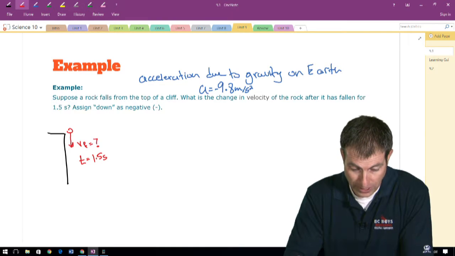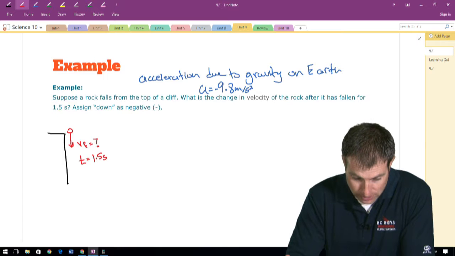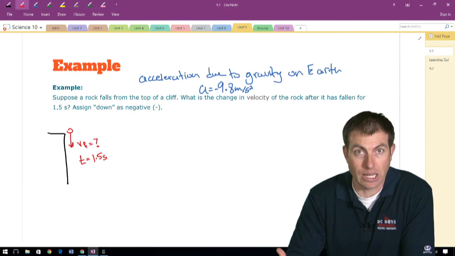Now, if you're looking at the question, you're probably thinking, there's not a lot of information here, Mr. Borden. I don't know how fast the rock started at. I don't know how high the cliff is. How am I supposed to figure out anything?